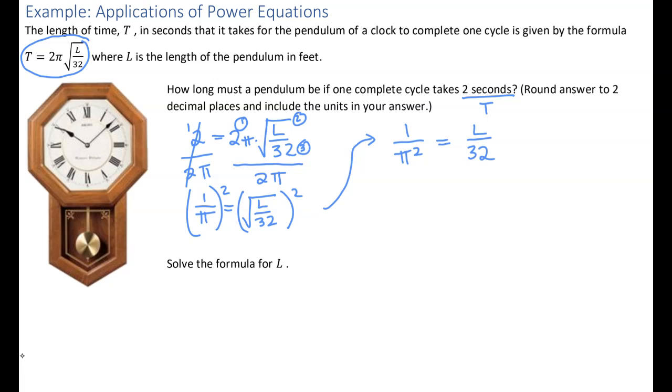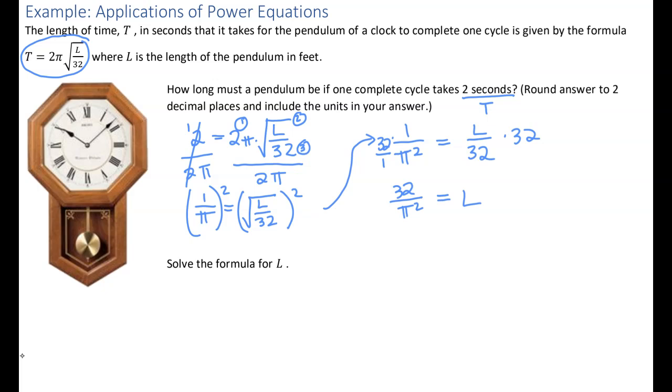All we're left with on the right is the L over 32, so our final step is to multiply both sides by 32, and I end up with 32 over pi squared. If you need the reminder, that's 32 over 1, so that 32 will end up in the numerator, and that's our L value. Since this is in the context of a word problem, it's a good idea often with those to convert that to a decimal just so you can get a sense of if it's a reasonable answer and what you're actually saying about the length of the pendulum.